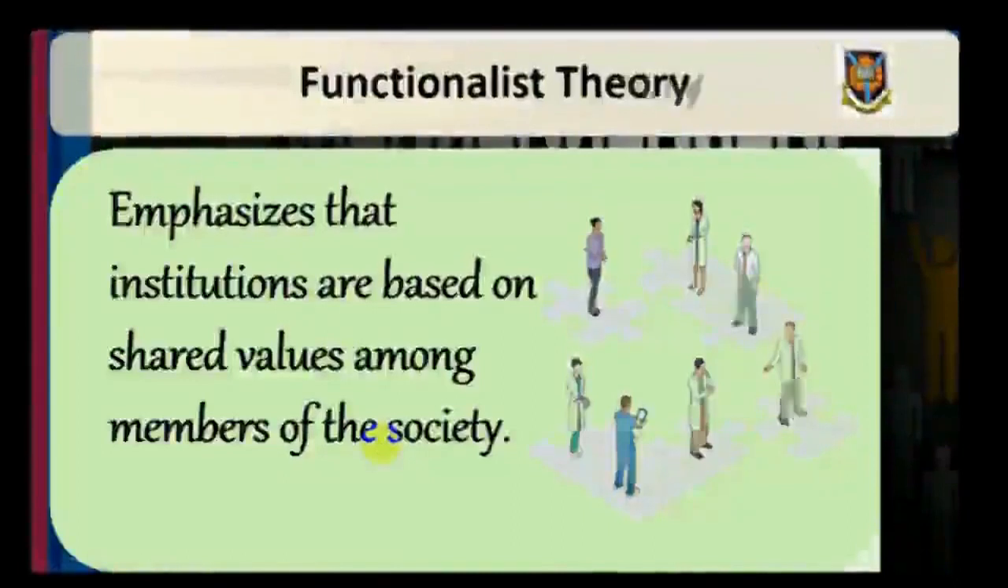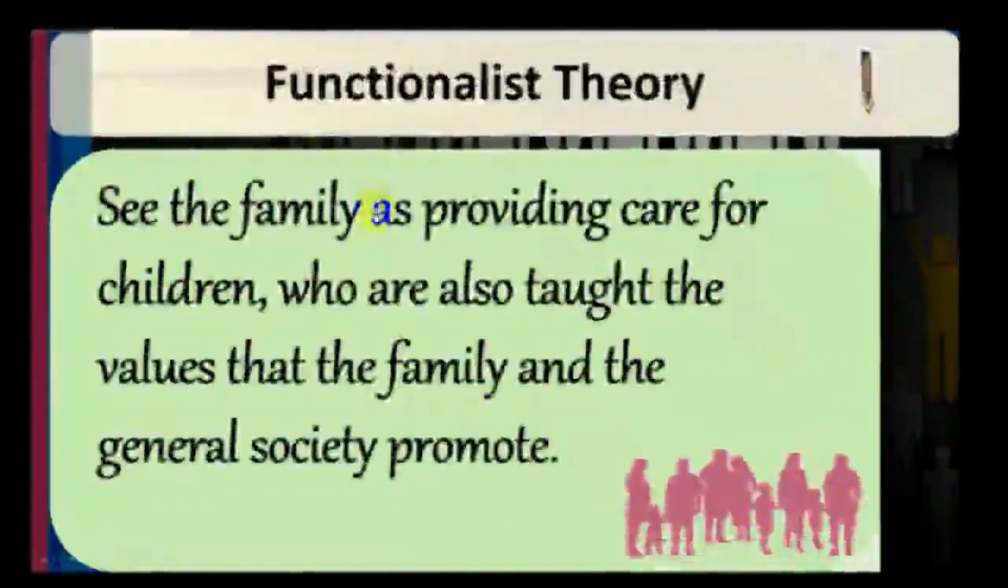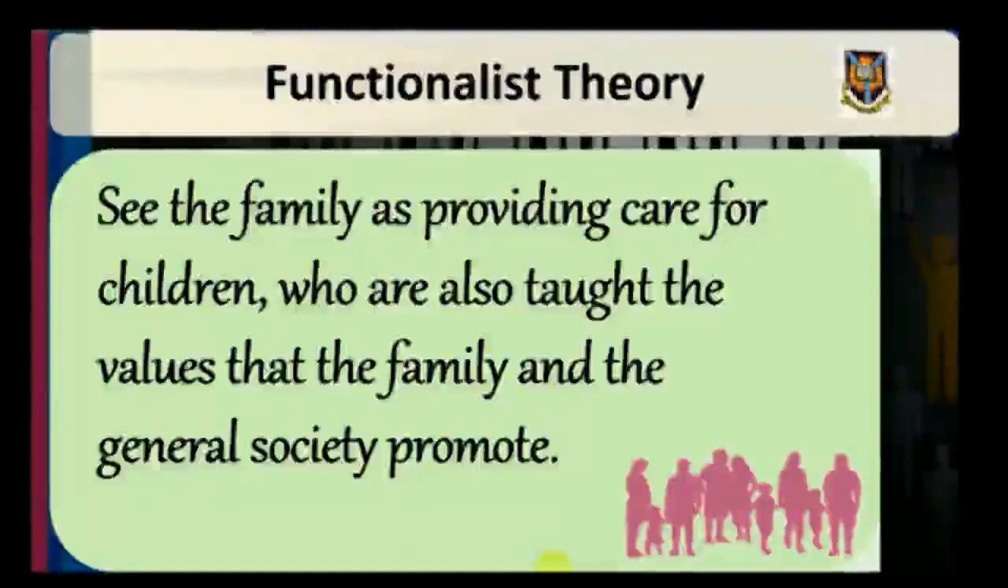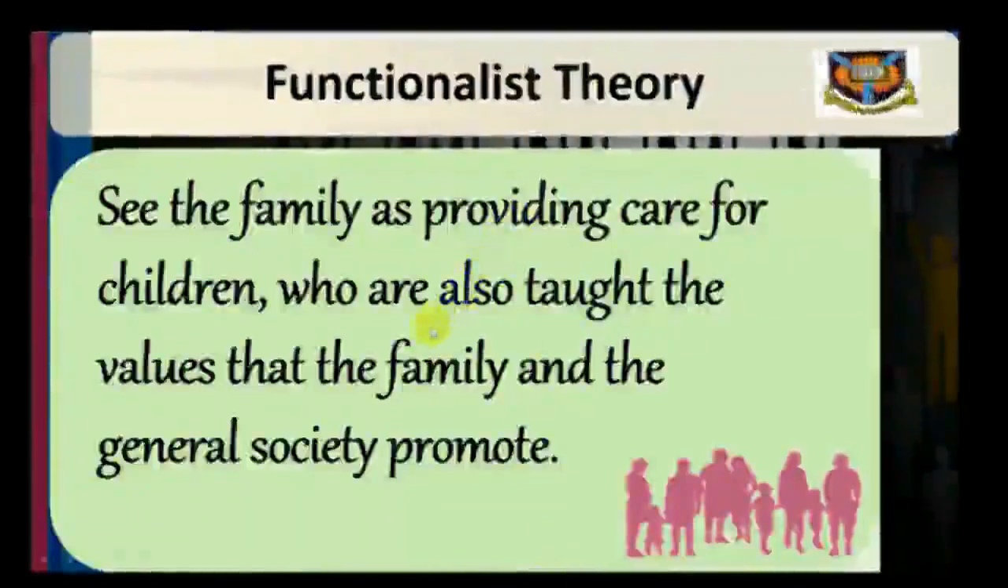Functionalist theories interpret the family as filling particular societal needs, including socializing the young, regulating sexual activity and procreation, providing physical care for family members, assigning identity to people, and giving psychological support and emotional security to individuals. According to functionalism, families exist to meet these needs. Functionalists also see the family as providing care for children, who are also taught the values that the family and the general society promote.